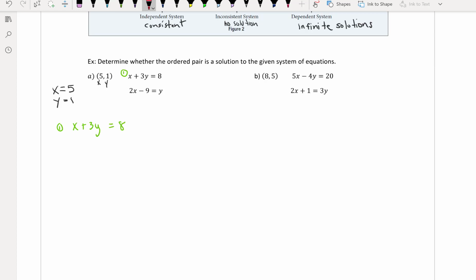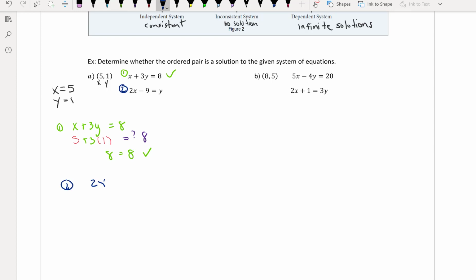The x value that I'm plugging in is 5. The y value that I'm plugging in is 1. Does that equal 8? Well, 5 plus 3 times 1 is 8. So it definitely works for the first one. It is true.